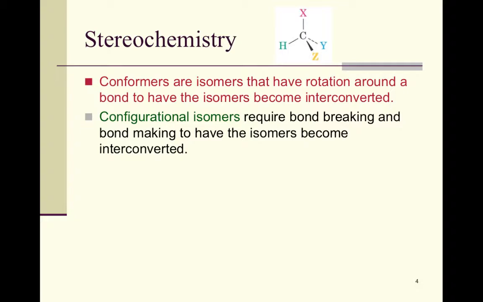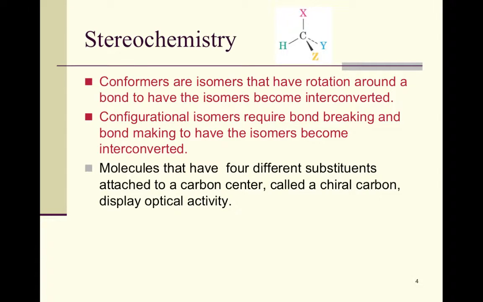An example would be 1-bromobutane versus 2-bromobutane. With stereochemistry, what we're looking for are molecules that have 4 different substituents attached to a carbon center, called a chiral carbon, and these display optical activity.